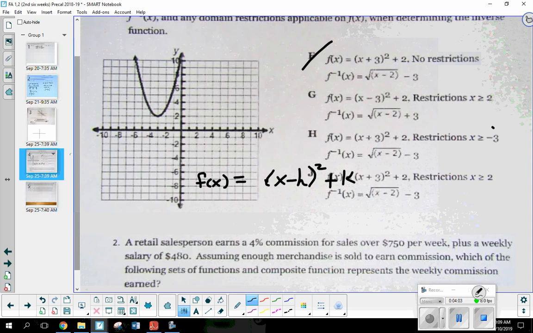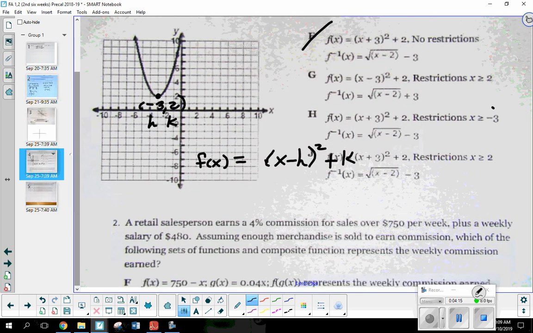So what is the vertex of this graph? Okay, it is -3 and then +2, right? So that's my h and that's my k. So why don't we go ahead and plug that in here? So what would f of x equal?